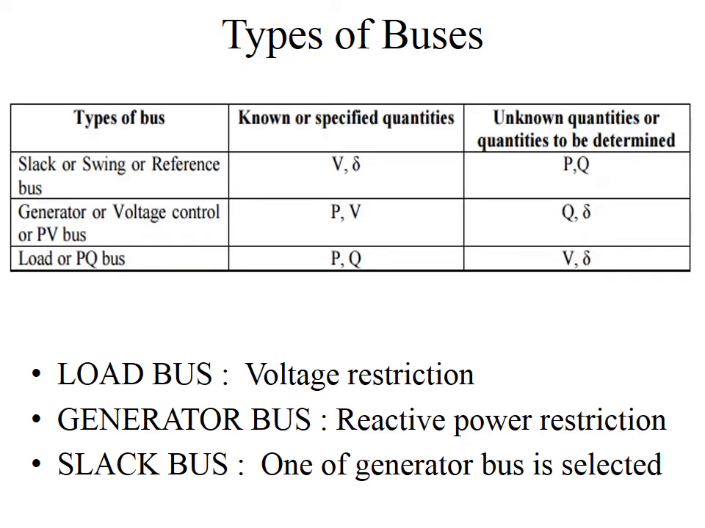And the last one is the slack bus. The bus is called slack bus if the magnitude and phase of bus voltage are specified. The slack bus is also called the reference bus for the load flow solution, and usually one of the generator buses is selected as the slack bus.